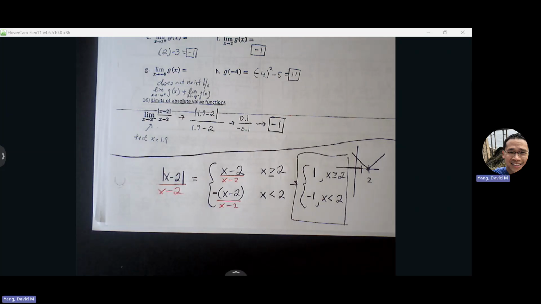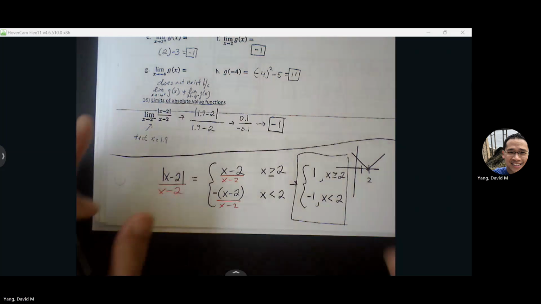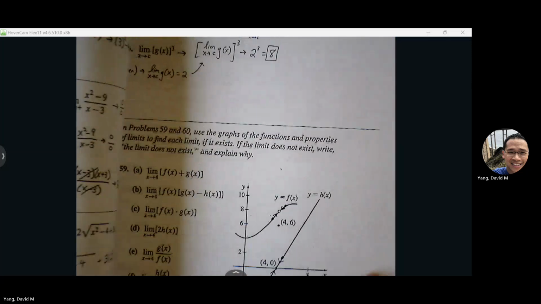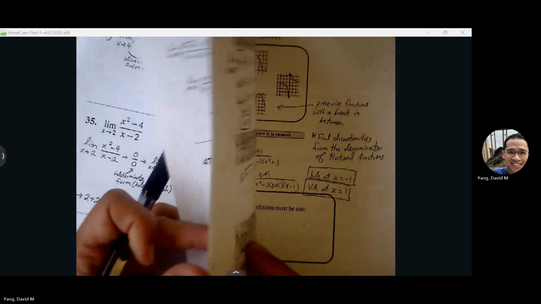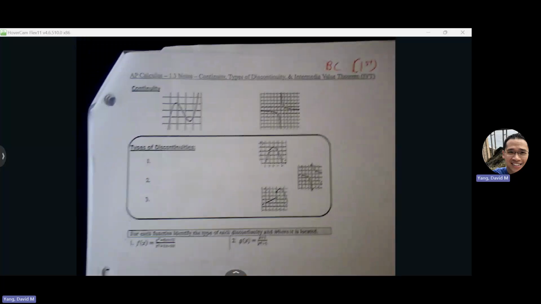Okay, page 7 through 14. Are there any questions, any problems you want me to go over with you? Okay, if not, we're going to go to page 15. And we're going to talk about continuity and discontinuity.